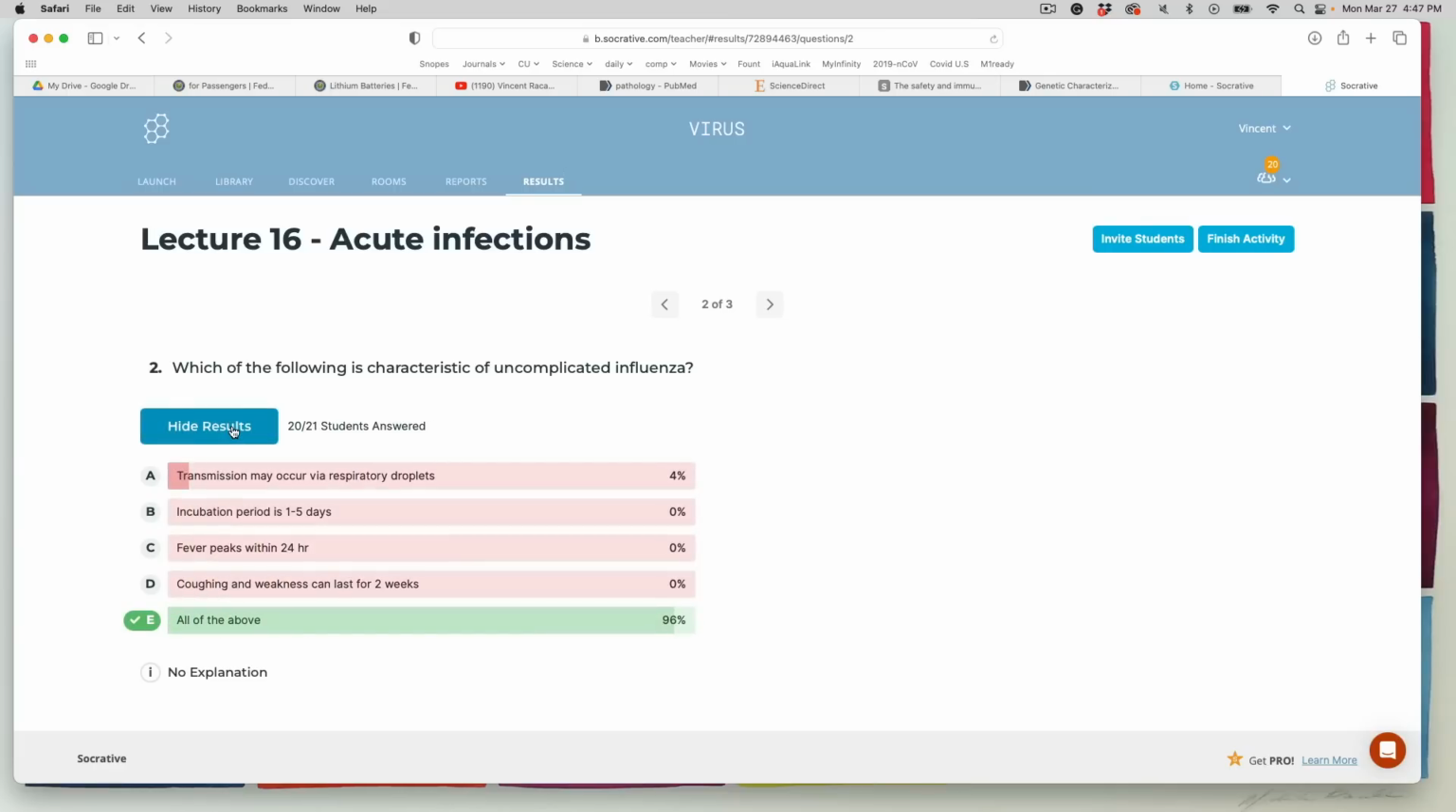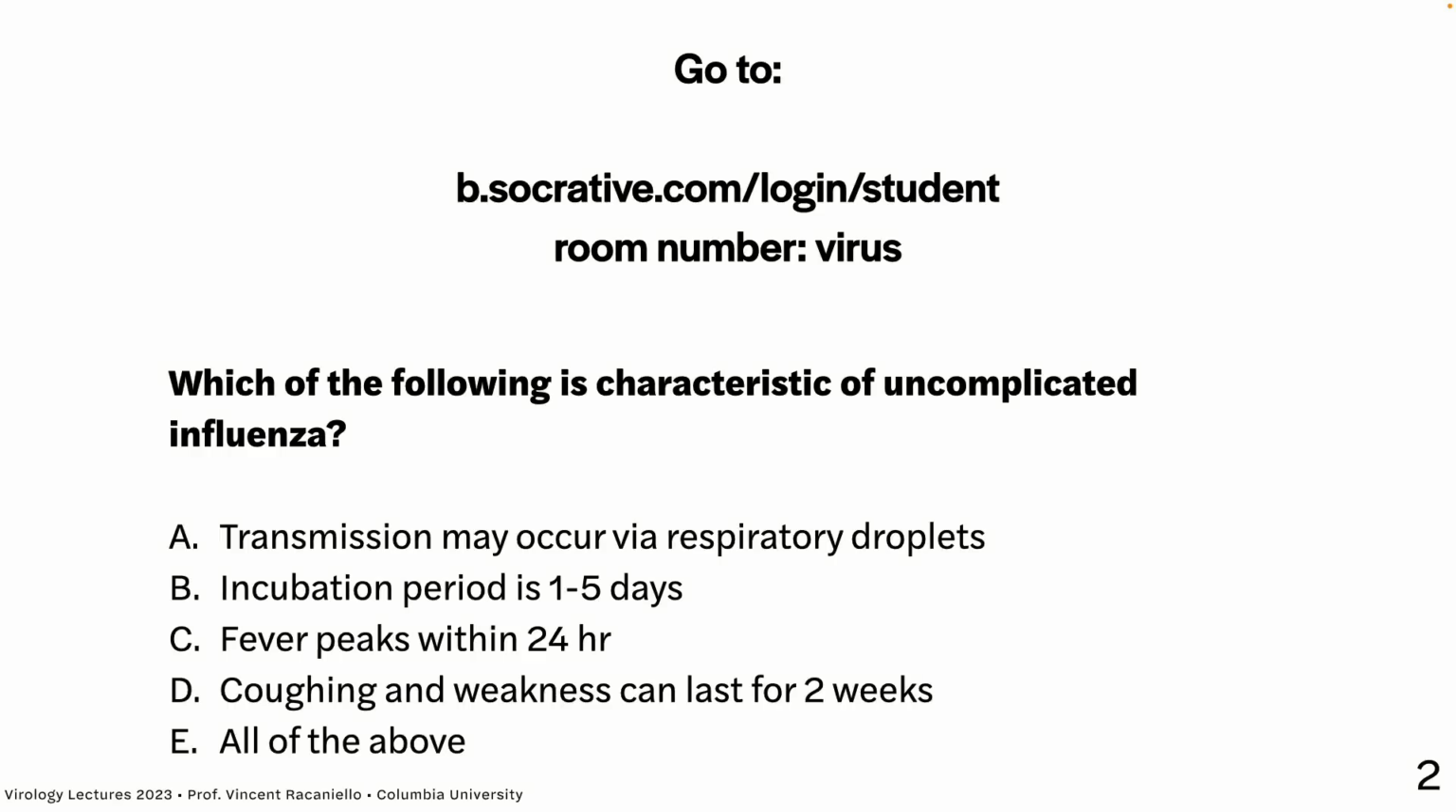Most of you got all of the above. Very good. Only one person, I think. That's what that 4% is. One person got transmission may occur. That's true, but they're all true. 1 to 5 days. Fever peaks in 24 hours. Coughing and weakness can last for 2 weeks.